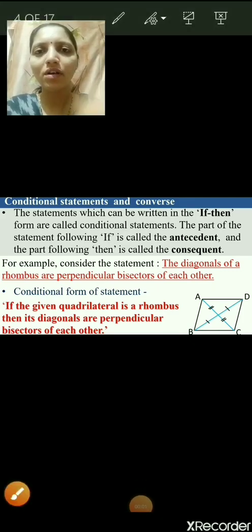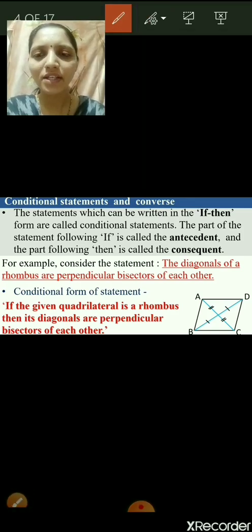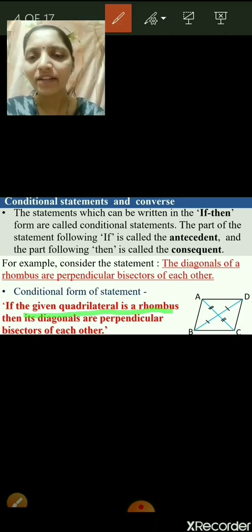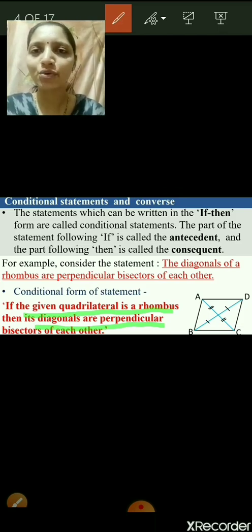Now here, if you can see that the part following if, that is the given quadrilateral is a rhombus, this part is called as antecedent, and the part following then, that is its diagonals are perpendicular bisector of each other, that part of a statement is called as consequent. I hope you have understood this.